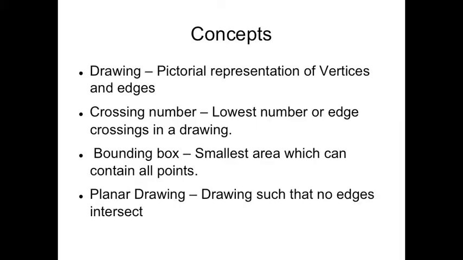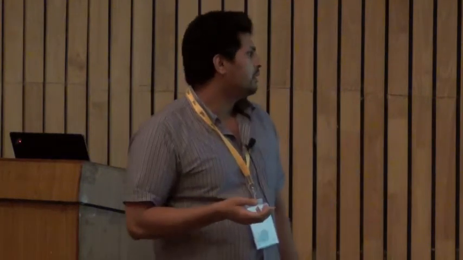Okay, so I'll go over very quickly some of the most basic concepts you need to know when you're talking about actually drawing a graph. This applies if you're drawing it by hand or using a machine. A drawing is a pictorial representation of vertices and edges. Vertices and edges are usually shown as dots and lines, right? That is the most accepted way of showing it. There are other ways, but we'll not go over them right now.